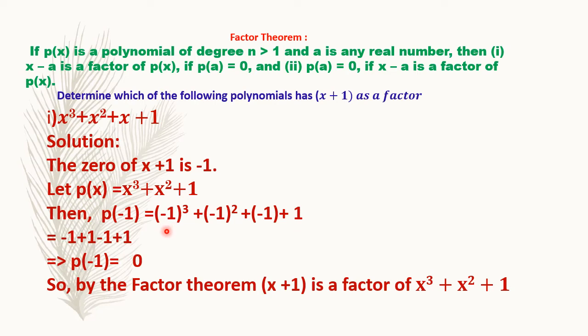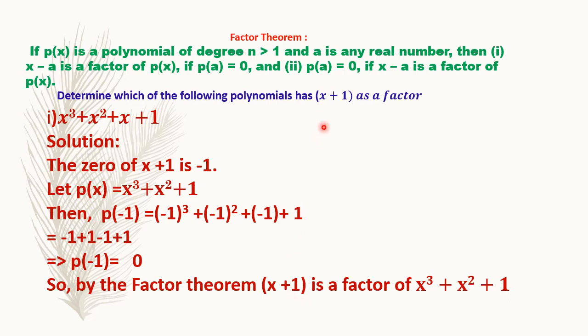Be careful that if the power is odd, the negative sign will remain negative, and if the power is even, the negative sign becomes positive. That rule is applied over here. Minus 1 plus 1 is 0. Again minus 1 plus 1 is 0. Hence we got 0.